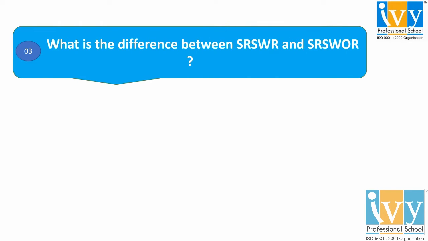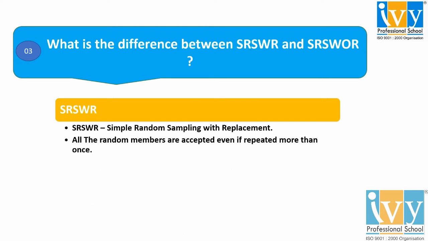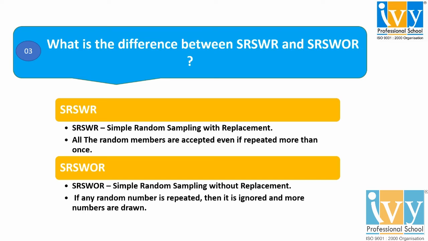Moving to the third question. What is the difference between SRSWR and SRSWOR? The difference between these two is as follows. SRSWR stands for Simple Random Sampling With Replacement. All the random members are accepted here, even repeated more than once. SRSWOR stands for Simple Random Sampling Without Replacement. Here, if any random number is repeated, then it is ignored and more numbers are drawn.